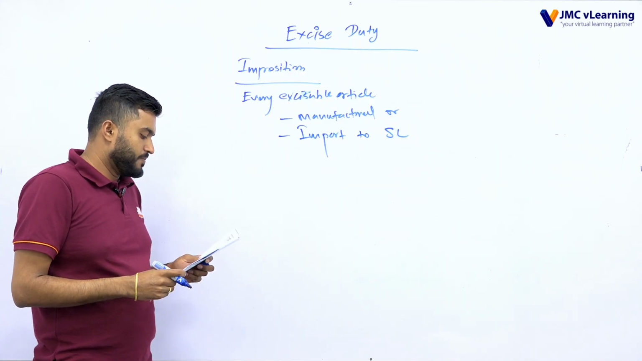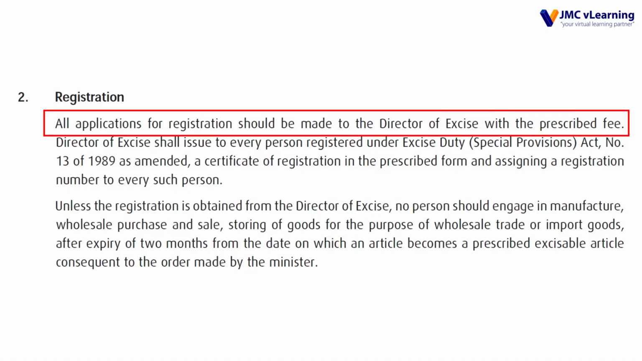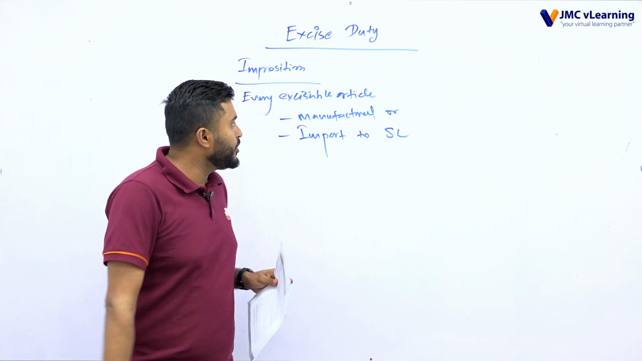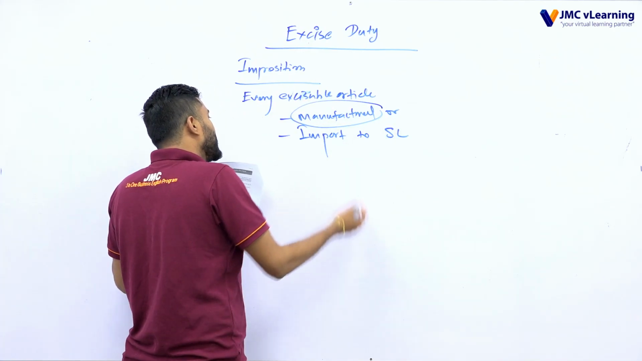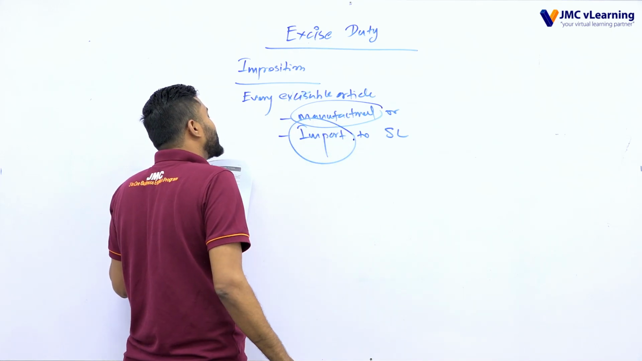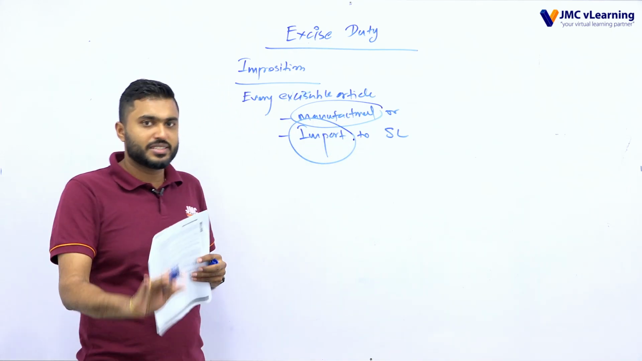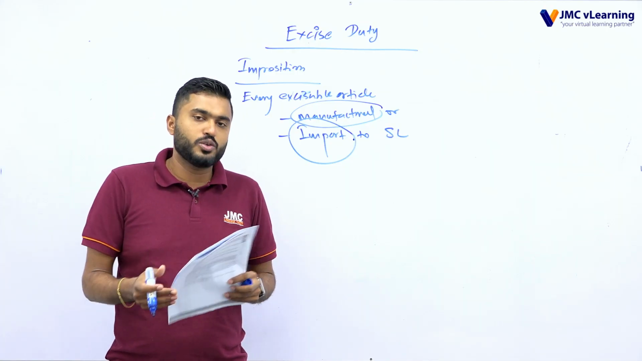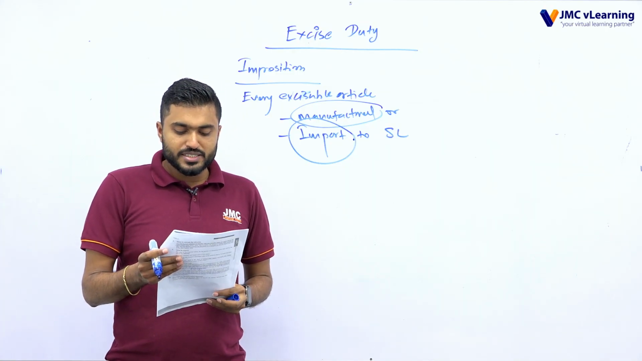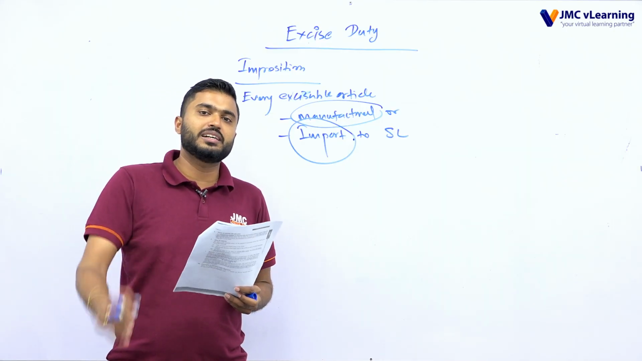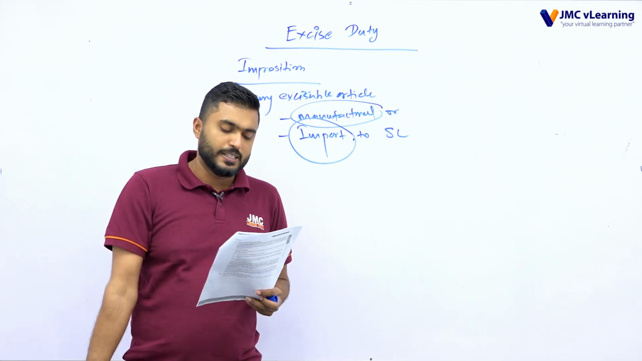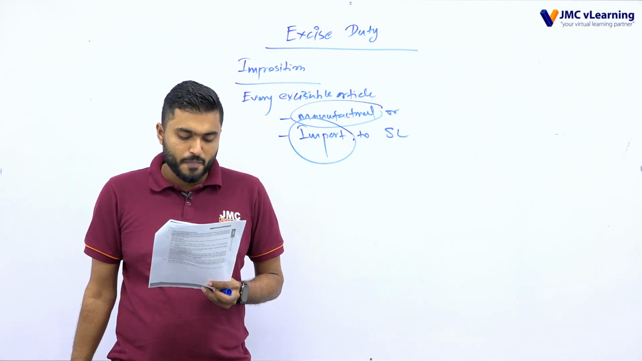Sri Lanka. Then how do you get the registration? The whole application for the registration should be made to the Director of Excise with the prescribed fee. Therefore, every manufacturer of such excisable articles in Sri Lanka or every importer needs to get the registration, otherwise they cannot continue their business. Therefore, the registration is a must. How can you get it? You have to get the registration from the Director of the Excise Department by filling the required application and paying the prescribed fees, right?